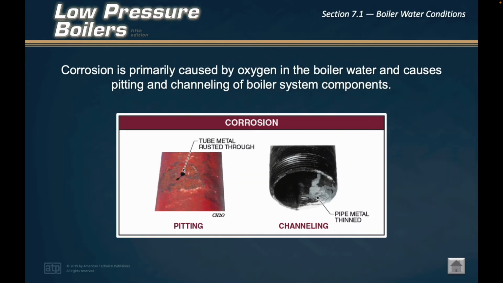Corrosion is the rusting or pitting of boiler metal. Corrosion weakens boiler metal by the thinning or removal of the metal, and corrosion causes pitting and channeling of the metal, which results in thinning tubes, piping, and other boiler components. Corrosion is primarily caused by oxygen in the boiler water. Feedwater is treated to remove the oxygen by heating and/or chemical treatment.